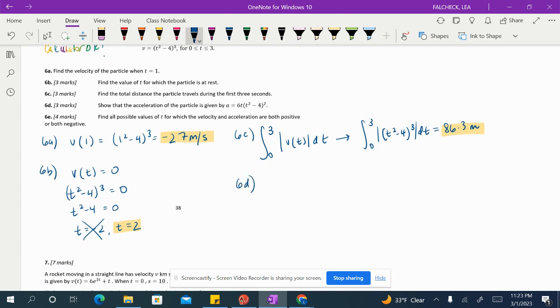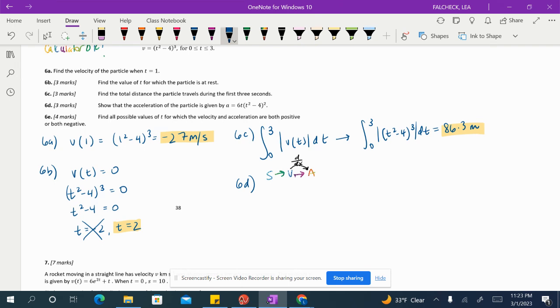6D. 6D says, show that the acceleration of the particle is given by a is equal to 6t times (t squared minus 4) squared. This is a kinematics problem. So if we are given the velocity and we need to get to the acceleration, we're going to have to take the derivative of the velocity to get us to that acceleration.